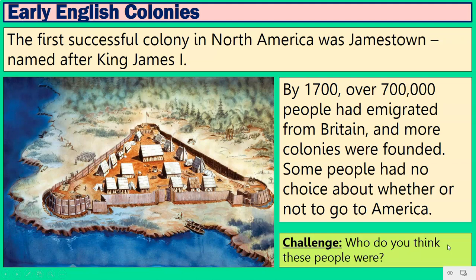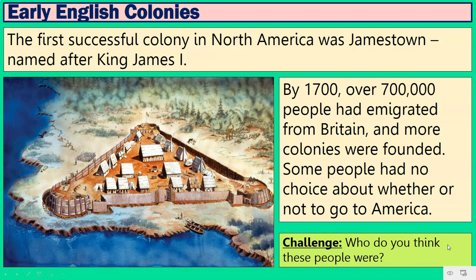So the colonists also, importantly, included some people who had no choice about whether or not to go to America. And it's really important that we know and understand that there were some people who were forced to go there against their will. So these include enslaved Africans who were brought to Jamestown to work on the tobacco farms. And it also includes convicts. So people who had committed crimes were sent off and they were transported to places like America and also Australia as part of their punishment. And they were sent there to do forced labour.